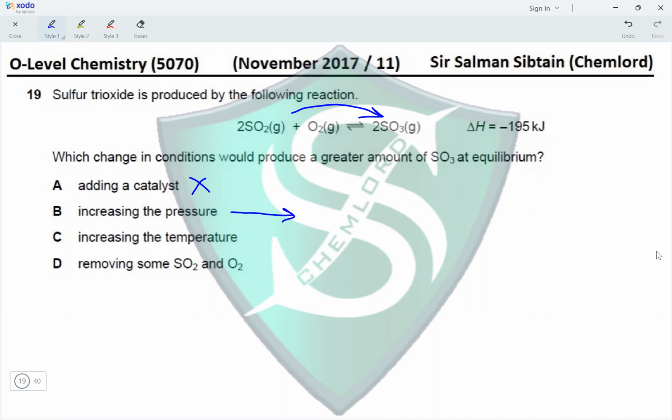Increasing the temperature will favor the endothermic side of the reaction. Since the forward reaction is exothermic, increasing the temperature will shift the equilibrium backwards. And removing some SO2 and O2, which are reactants. If we decrease the concentration of the reactants, the equilibrium will shift towards the left in order to restore the concentration of the reactants. Therefore, the only option in which the equilibrium is favored in the forward direction is option B, making B the correct option for this question.